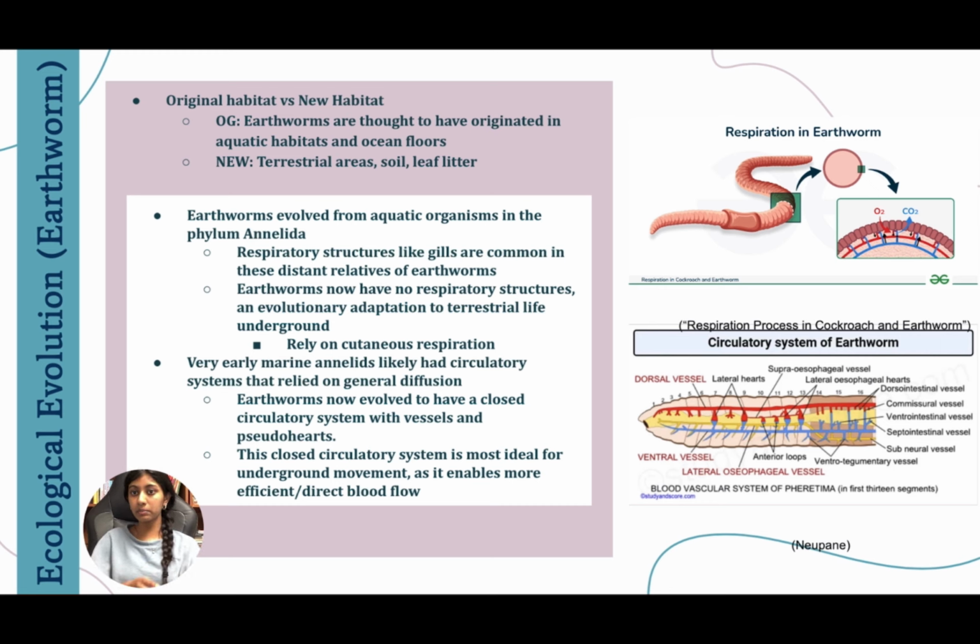Early marine annelids likely had circulatory systems that relied on general diffusion, whereas now earthworms have a more closed circulatory system with vessels and pseudohearts. Something pretty interesting about the earthworm is that because they have multiple hearts and their main organs are in the top half of them, if you were to cut them in half, they would still be able to survive and regenerate. Basically, this closed circulatory system is the most ideal for underground movement, because it enables a better blood flow, which is more efficient and direct.